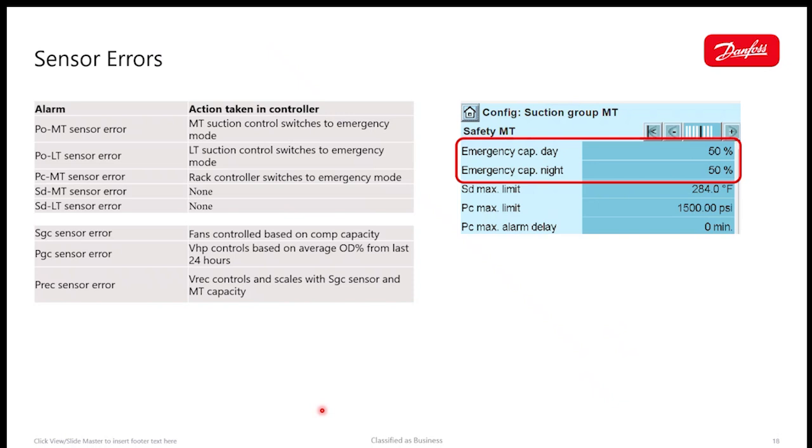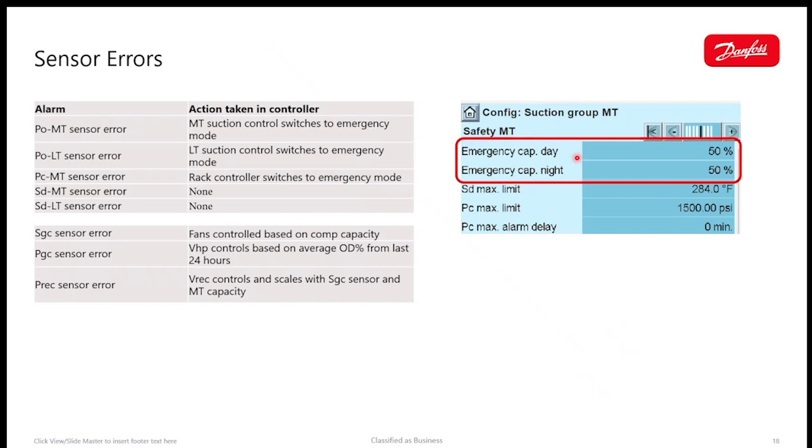So for our suction side, and you can see the list on the left, in this medium temp or low temp, if we lose the suction transducer, then we are going to go into what we call an emergency mode. And so you can see the settings that are linked to this. This is found under the suction group configuration as well.